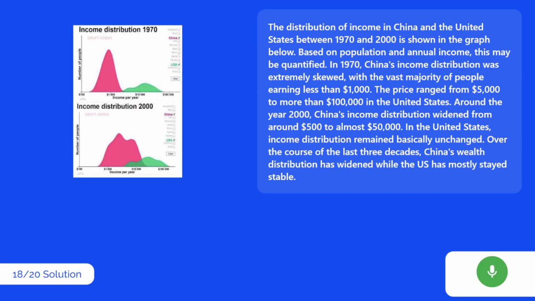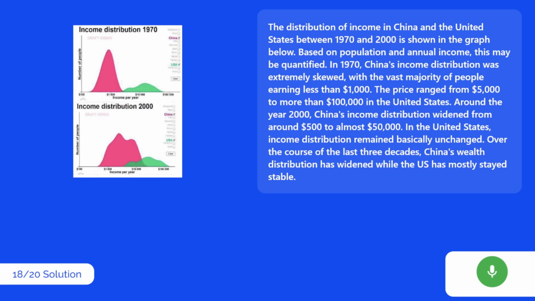The distribution of income in China and the United States between 1970 and 2000 is shown in the graph below. Based on population and annual income, this may be quantified. In 1970, China's income distribution was extremely skewed, with the vast majority of people earning less than $1,000. The range was from $5,000 to more than $100,000 in the United States.